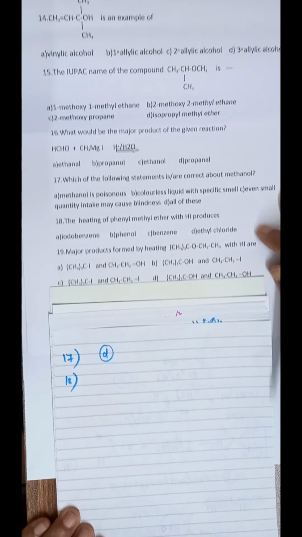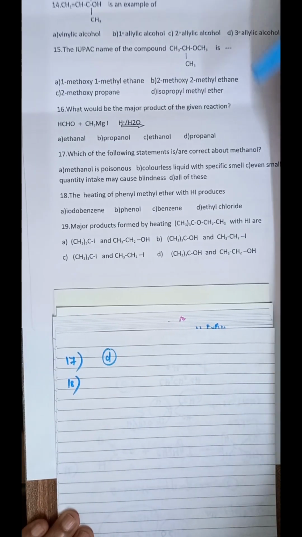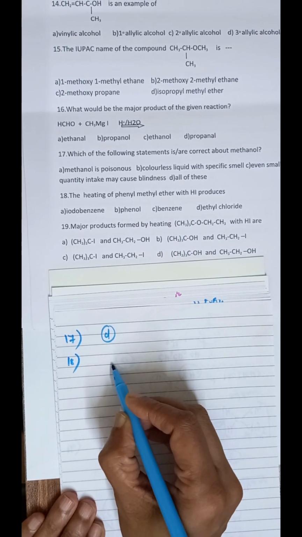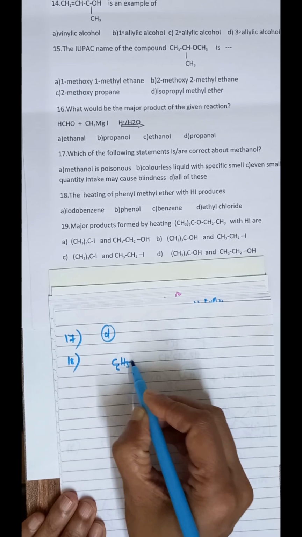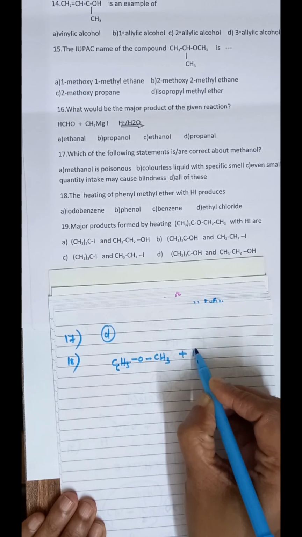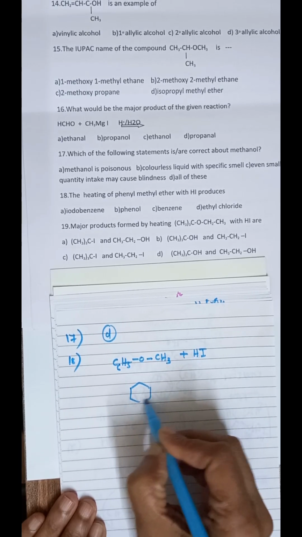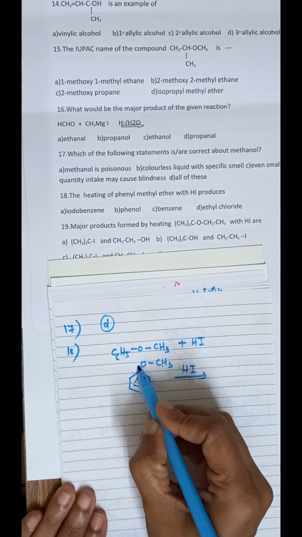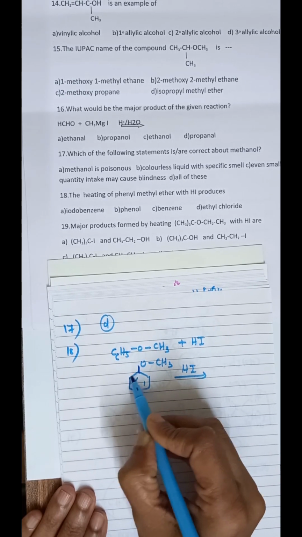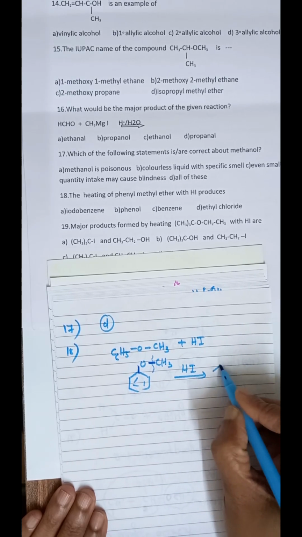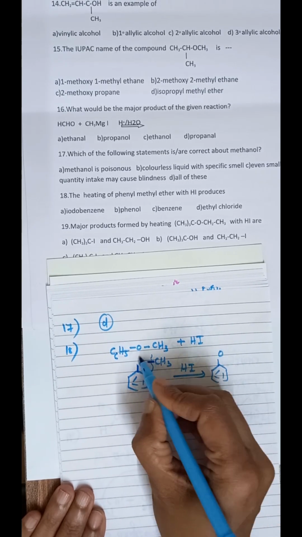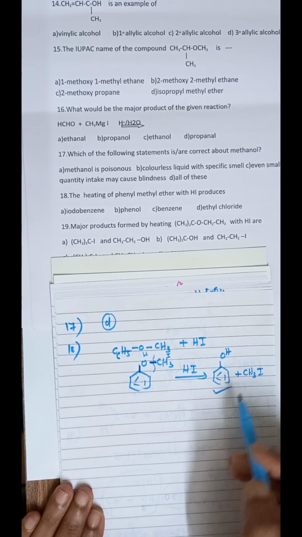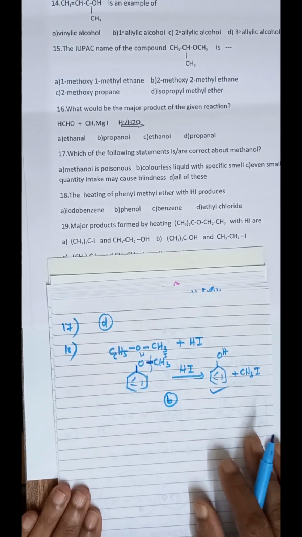Then question number 18. The heating of phenyl methyl ether with HI produces: iodobenzene, phenol, benzene, or ethyl chloride. So C6H5OCH3 plus HI, phenyl methyl ether, or we can draw it like this. Here this bond will not be broken since there is resonance. In this case this bond will break. So the main product will be: H will be attached here and I will be attached here. So phenol is the main product. So option B is the correct answer.